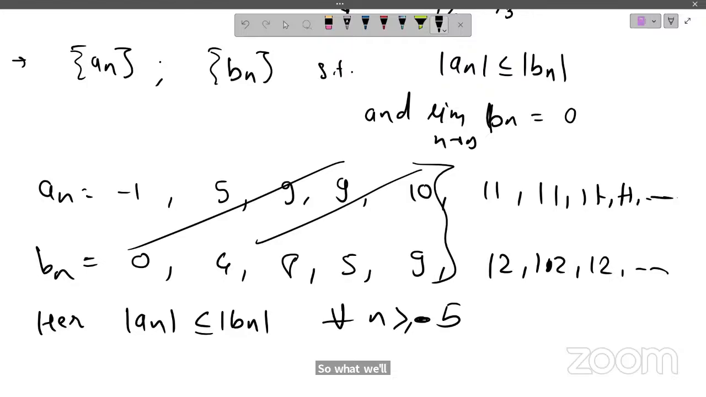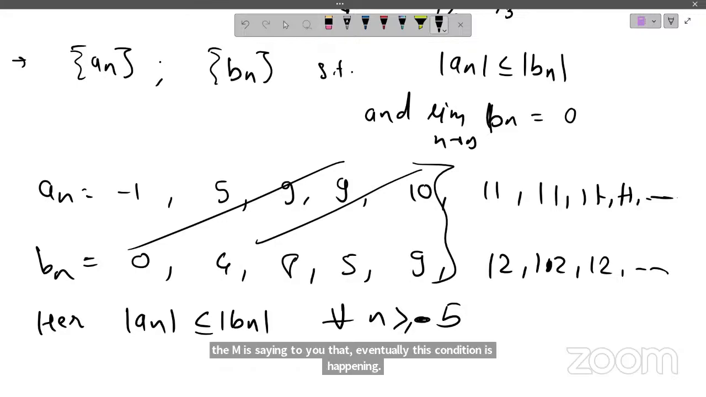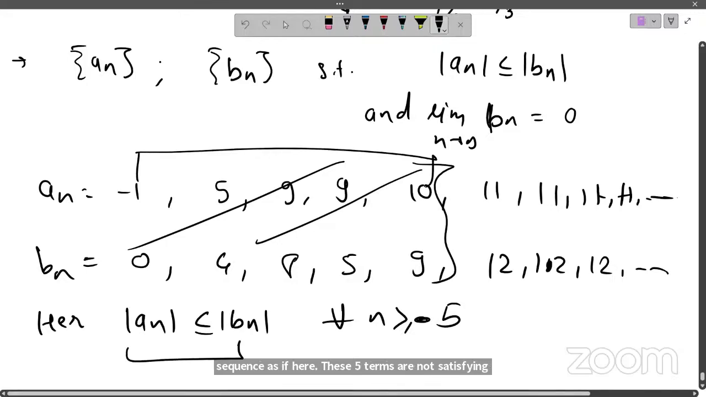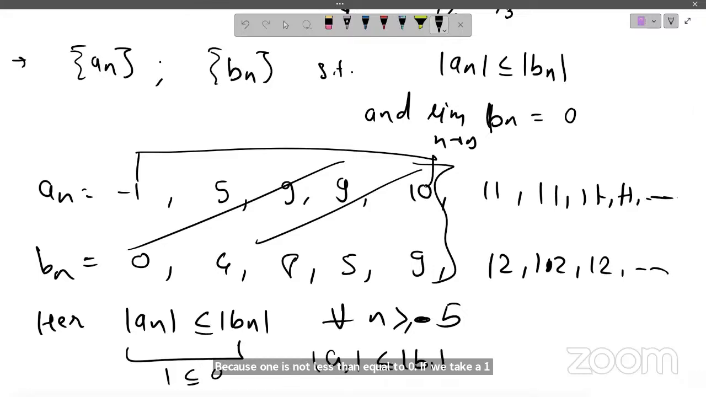The m is saying to you that eventually this condition is happening. I mean, there are some terms in the preceding part of the sequence, as if here, these 5 terms are not satisfying this condition, right? Because 1 is not less than or equal to 0. If we take a1, mod of a1 is not less than or equal to mod of b1, right? So these preceding 5 terms are making some difficulties for us.